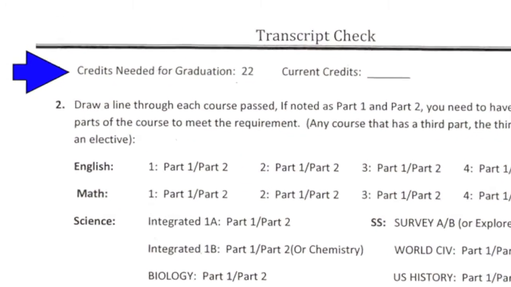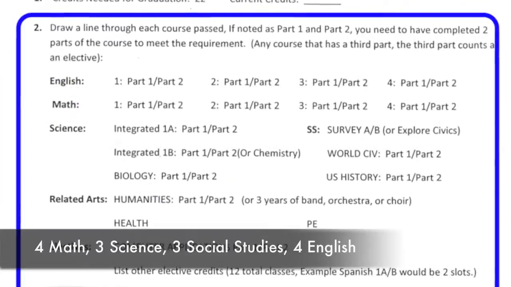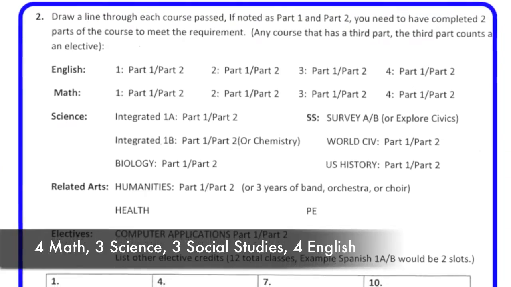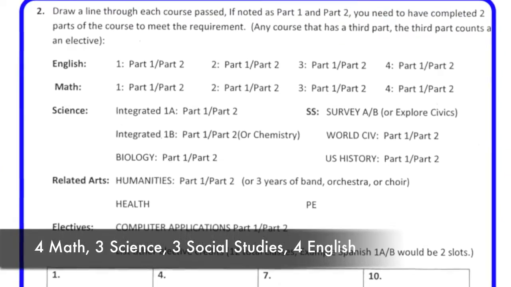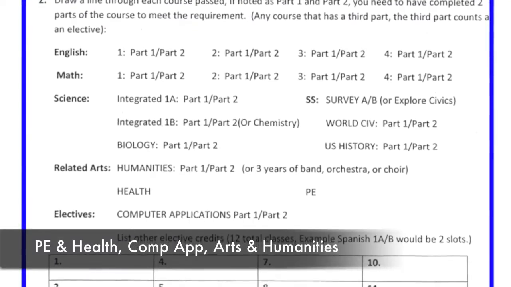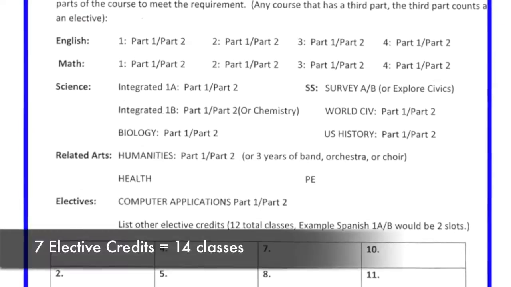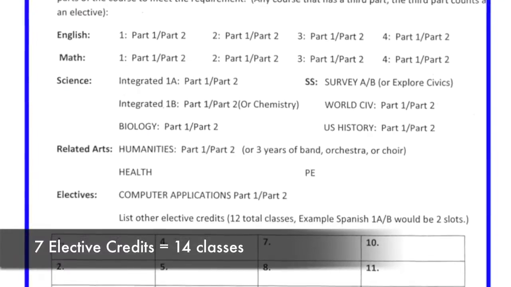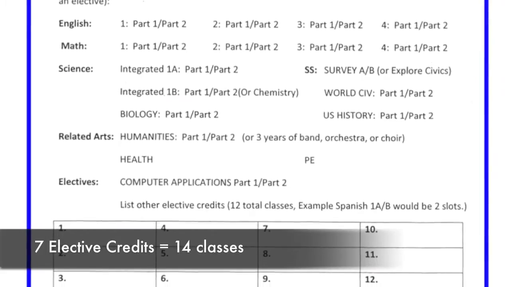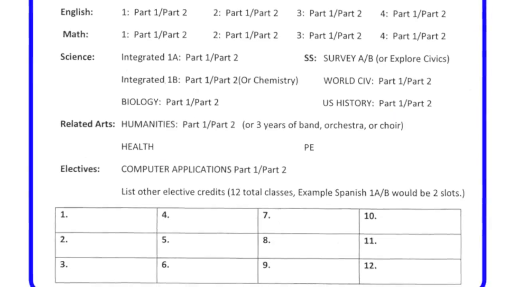The first thing that we're going to look at is, students, you need 22 credits in order to graduate. You have to have 4 of those credits in math, 3 in science, 3 in social studies, and 4 in English. You also have to have a PE and health credit, a computer applications credit, and an arts and humanities credit, along with 7 credits of an elective. Now when I say 7 credits of an elective, what I mean is each class that you take is a half a credit, so that's 14 classes of elective courses that you're going to need at the end of your senior year in order to graduate.